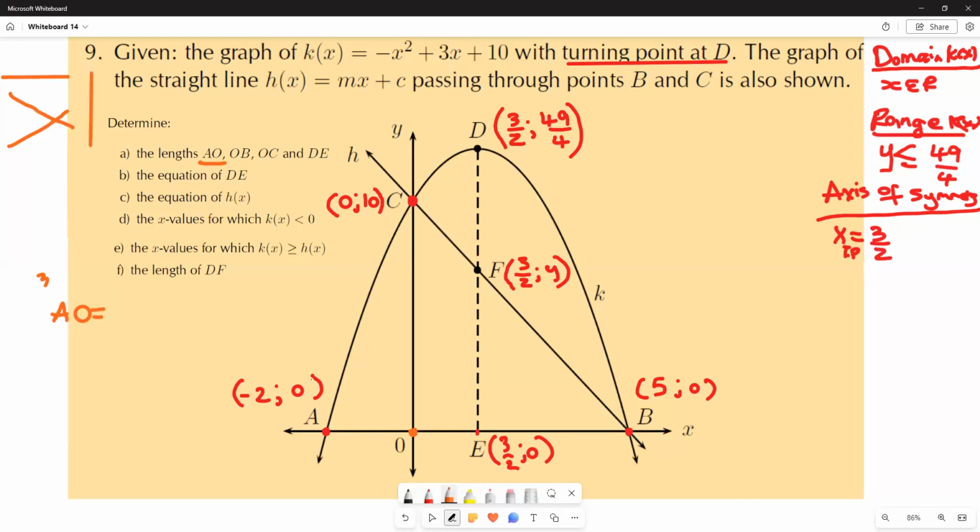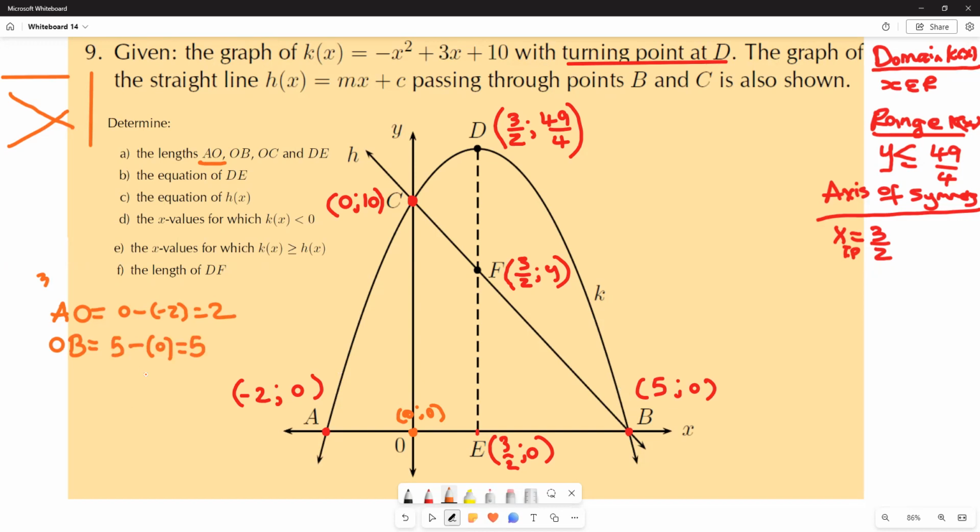Perfect. So here you just take, remember origin is 0 and 0. If you are moving this way, you're looking at the x values. If you are going up and down, you're looking at the y values. So here, the biggest x is 0, and then you minus the smaller one, which is -2. So your answer will be 2 units. The distance of AO is 2 units. Then the distance of OB. B is there, the biggest x value is 5, and then minus the smallest, which is 0. So the answer will be 5 units.